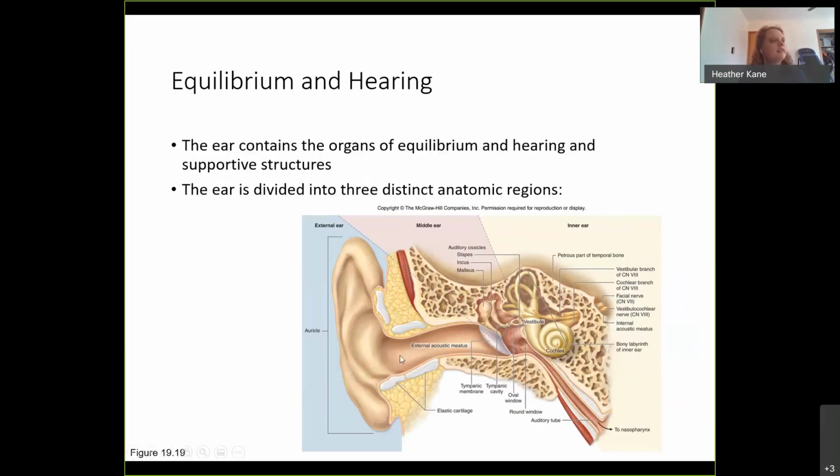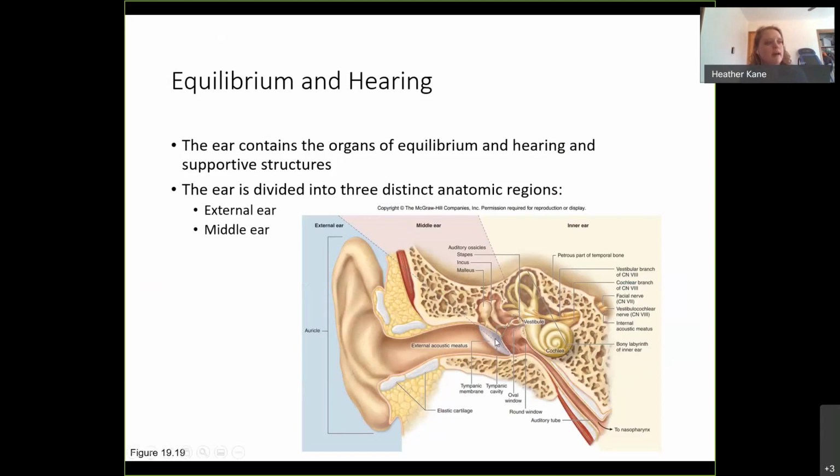The ear is divided into three distinct anatomical regions. We have the outer ear, also known as the external ear. This is going to be the part of the ear that you're able to see if you look in with one of those scopes that the doctors use. That is what they're looking at primarily. If you use a Q-tip to clean out your ear, you're only going to be cleaning out that external ear.